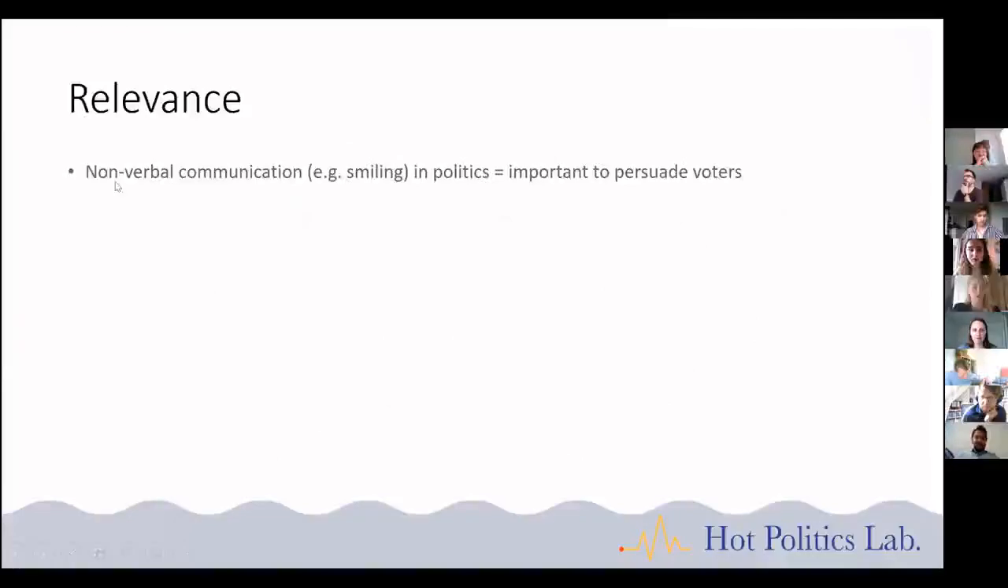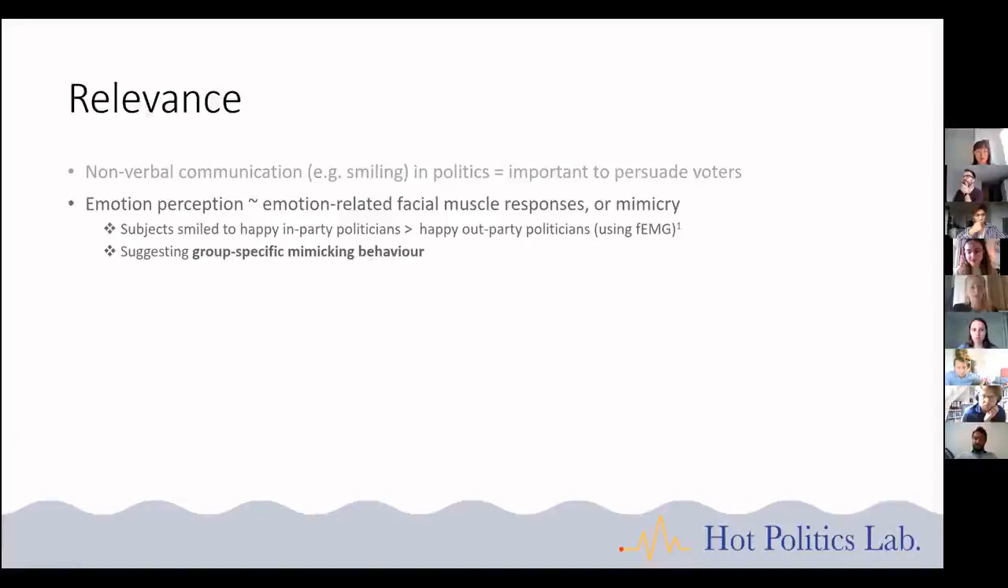Communication, of course, is very important for politicians, but maybe even as important is nonverbal communication. For example, smiling. It's very important to persuade the voters by doing this. To actually understand nonverbal communication, we need emotion perception. We need to understand the emotion that is shown to us. And there's a correlation between emotion perception and the emotion-related facial muscle response, or mimicry. Maaike performed a study on this, and it turned out that subjects smiled more to happy in-party politicians compared to happy out-party politicians using facial EMG, suggesting group-specific mimicking behavior.